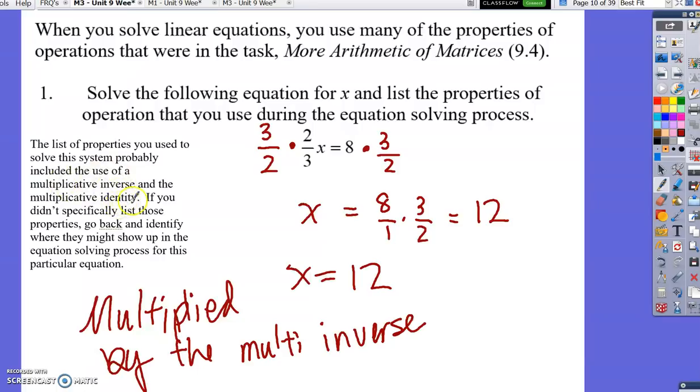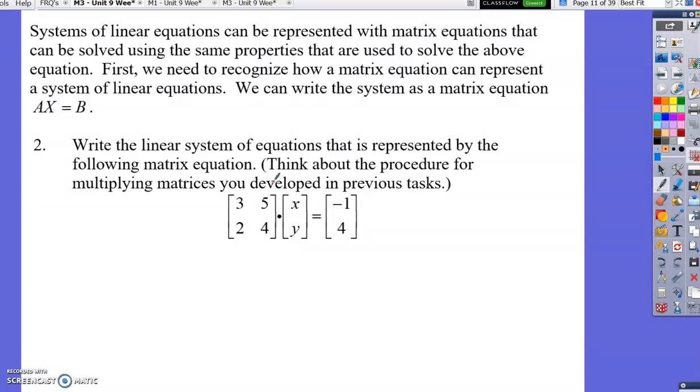Multiplicative inverse and the multiplicative identity. I could have gone slower and said, hey, that gives me 1, which is the multiplicative identity. I didn't. I just used the multiplicative inverse very quickly. So that's very simple. We know how to solve that. We've been solving that one for years.